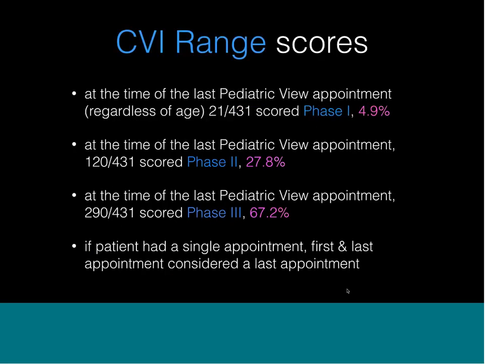At the time of the last pediatric view appointment, regardless of age, the opposite happened. 21 were in phase one. 120 were in phase two, or 27.8%, and 290, or 67.2%, were in phase three. And so something happens when that family comes and we assess the child and we talk about what the child needs, and I write a report and I hope that it's helpful. That parent changes what they do with the child. The team probably changes what they do with the child. I don't know, but the information they gather creates a need for them to do something differently, and the child's functional vision improves pretty dramatically.